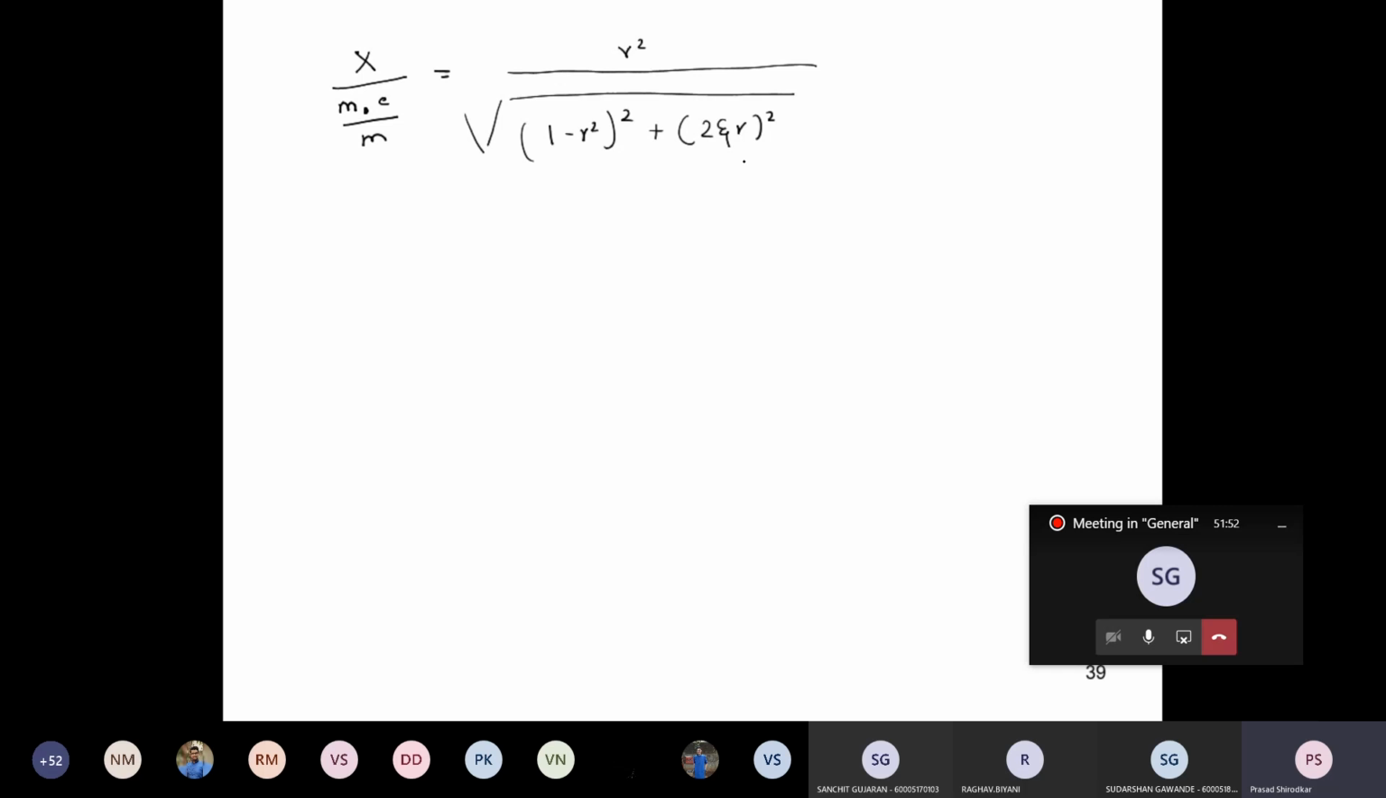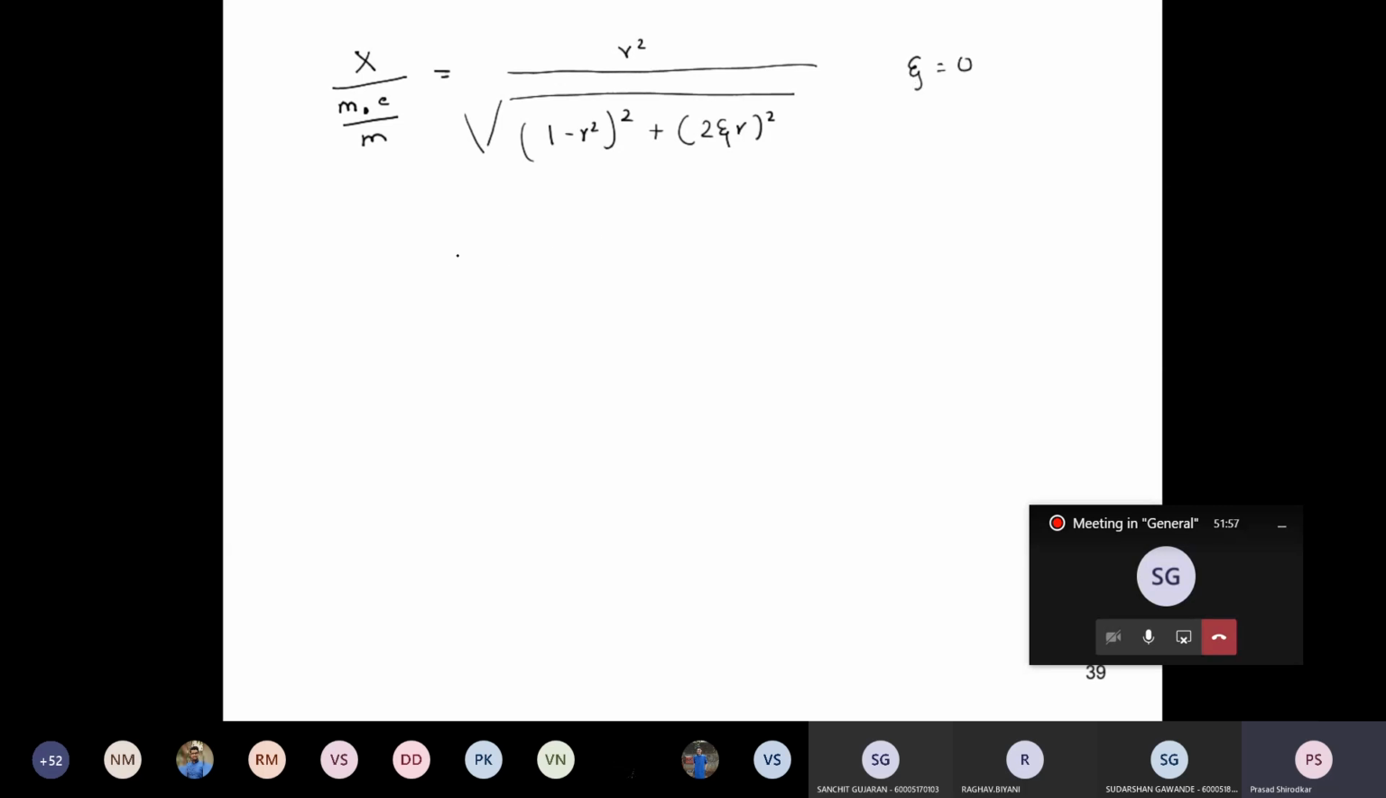So this is an example of rotating unbalance. We have to write the equation for the steady state amplitude for rotating unbalance, which we have derived. It comes out to be x divided by m0 e by m is equal to r square divided by square root of (1 minus r square) whole square plus (2 zeta r) whole square. Now here it is given that the system is undamped. There is no damping, so zeta is 0.